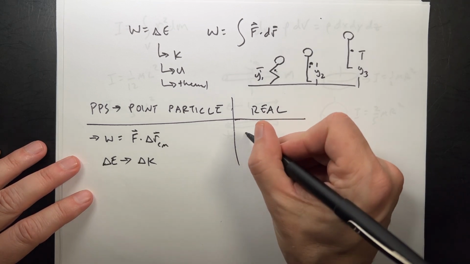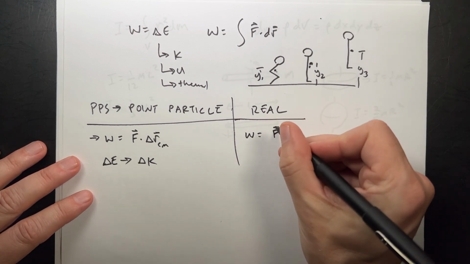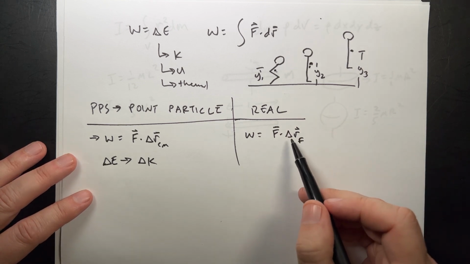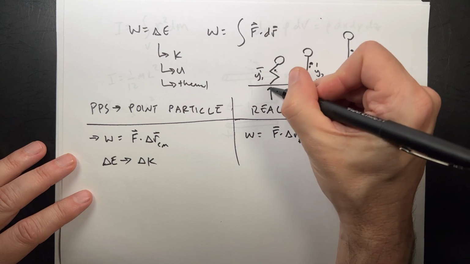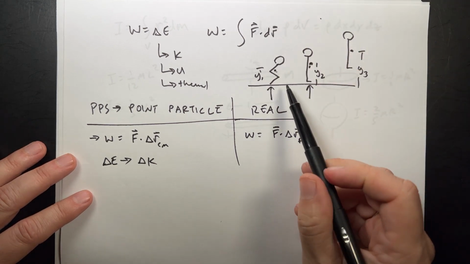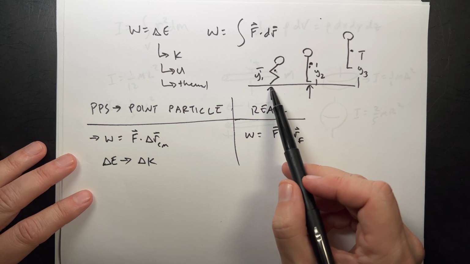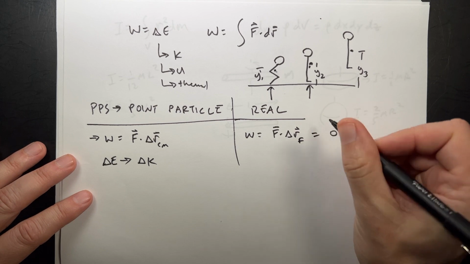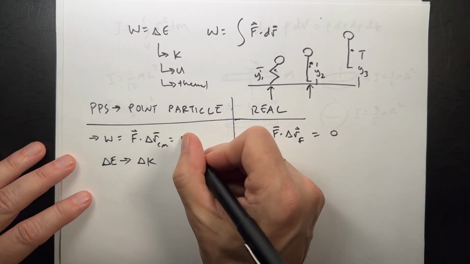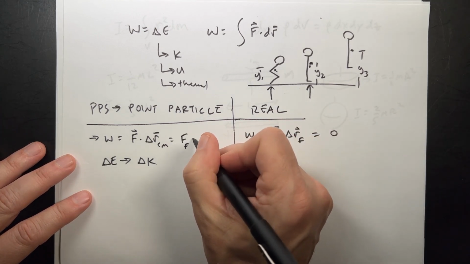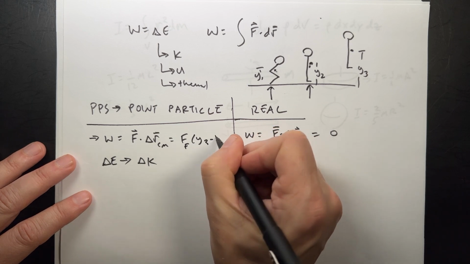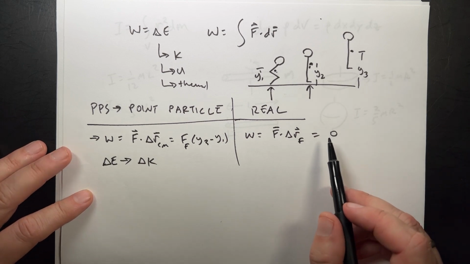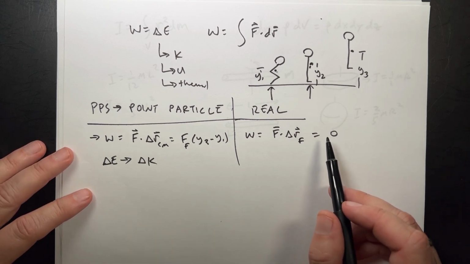In the real system, the work is F dot delta R F. It's how far the force was applied. So over here, imagine that the floor is pushing on the person. In the real system, the floor didn't move, so the point of application didn't move. In this case, that would be 0 work. In the point particle case, it would be F floor times Y2 minus Y1. It did do work in the point particle system. It did not do work over here. The floor doesn't really do work on the person, right?